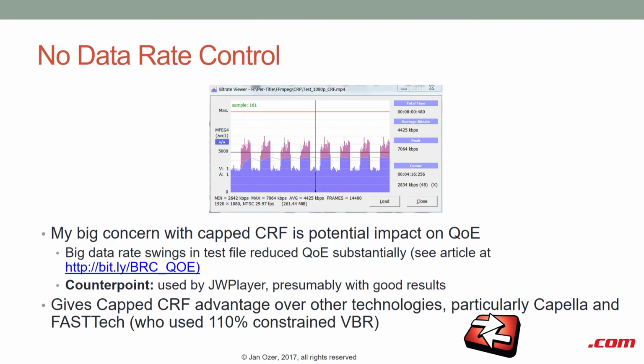Okay, and here's one of the files that I tested, a file called test, and it has 30 seconds of talking head followed by 30 seconds of ballet. So very low motion, very high motion. In a file like that, you get very disparate regions in the file, which in my experience can cause stoppages and quality swings within the delivered file. So that's my big concern. Some people buy into that, some people don't.